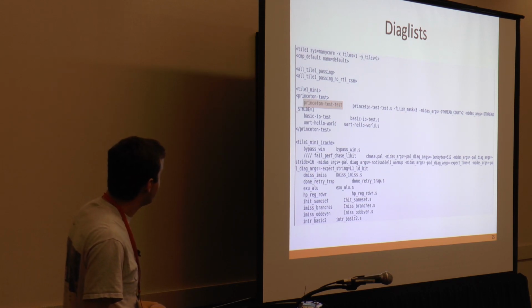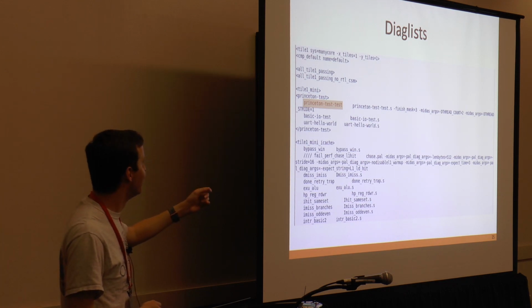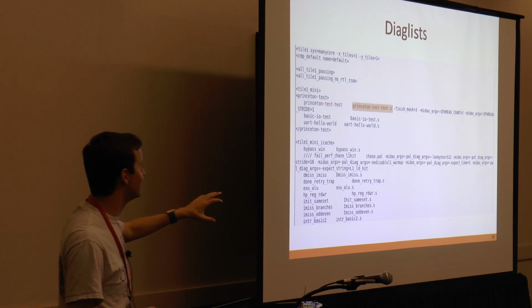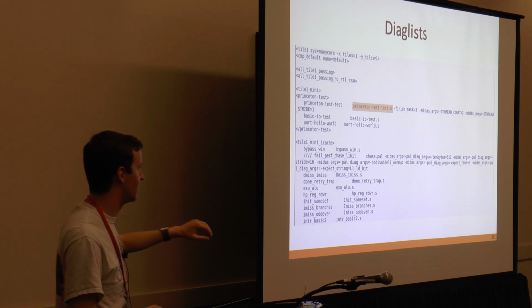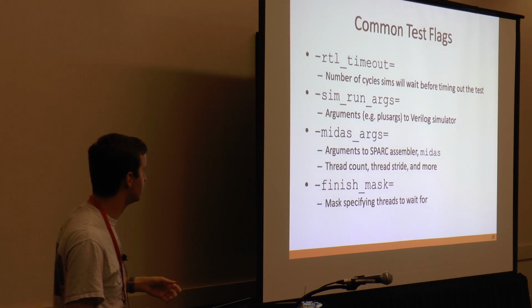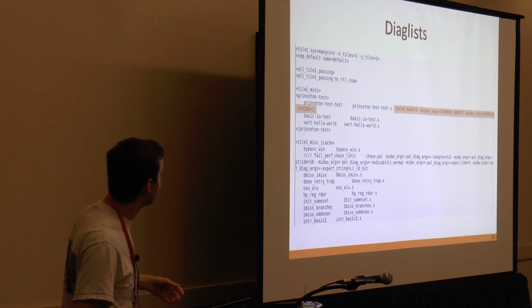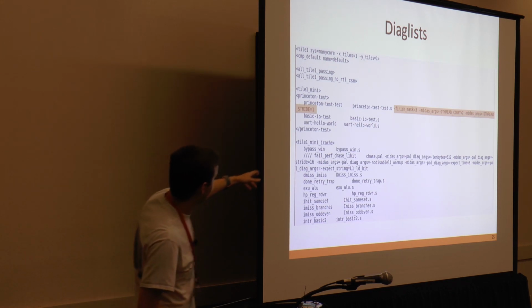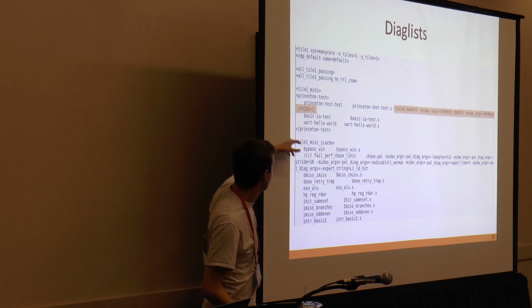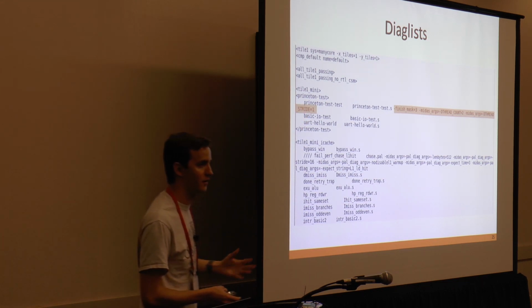So here's an example of a diag list. Here we have the Princeton test, which runs the Princeton test.s assembly file, and with specific flags for that particular simulation. You can also see that we have the Princeton test assembly group, which runs the Princeton test, basic IO test, and hello world test together as a group.